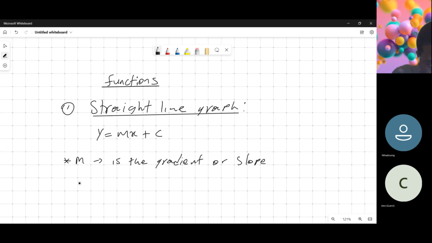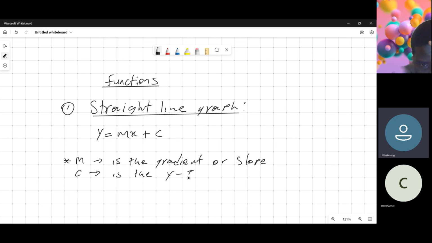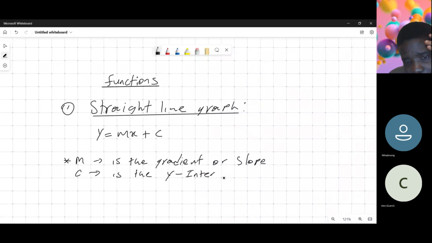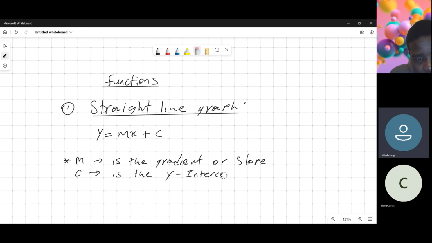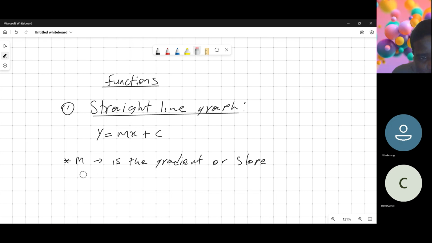And then c is the y-intercept. But before we talk about c, can we talk about m in detail? Let's finish all the properties of m. So m is the gradient or slope.